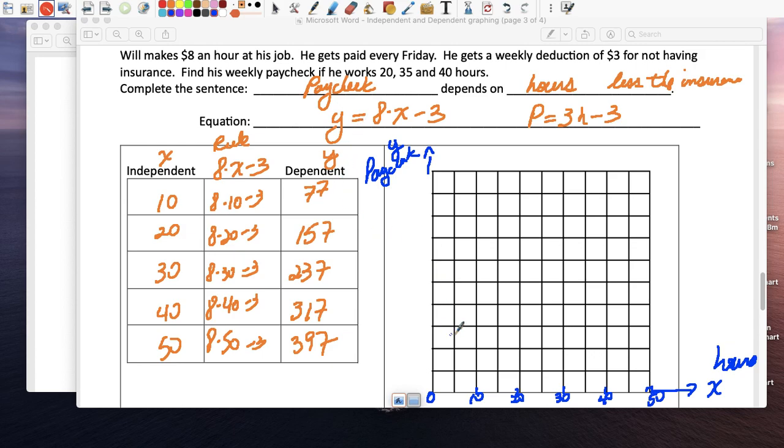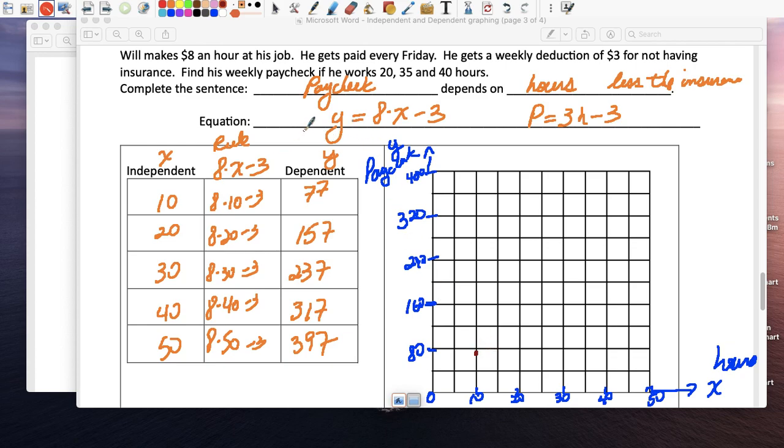Let's go by, I guess we can go by 80s, right? So let's go, every 2 is 80, 80, 160, 240, 320, 400. And then our point of intersection, our coordinate points, 10 and 77. So it's going to be 10 and 77, which is just below, as best as I can here.